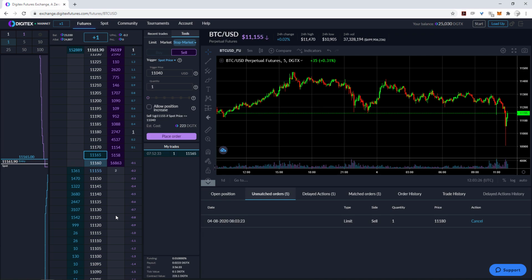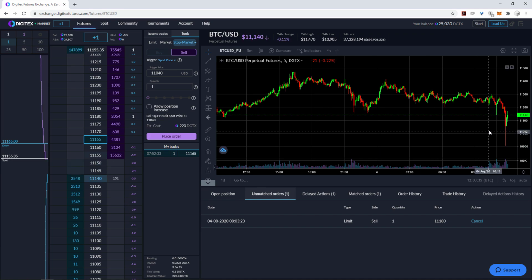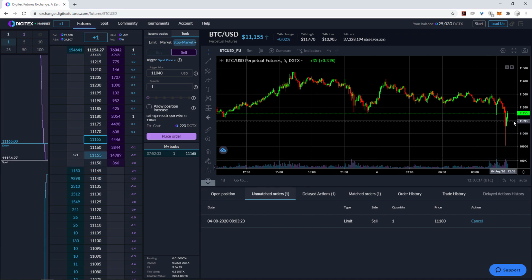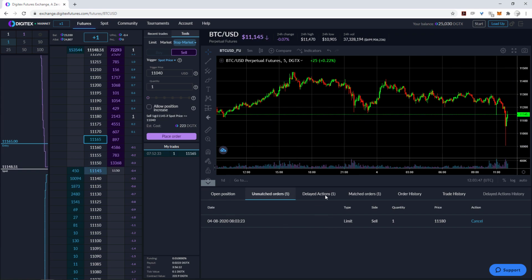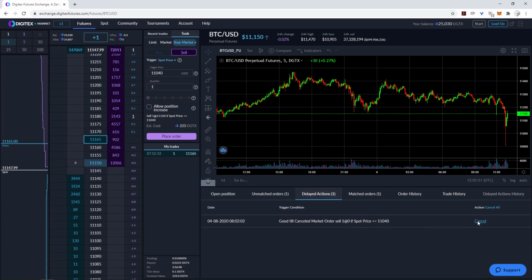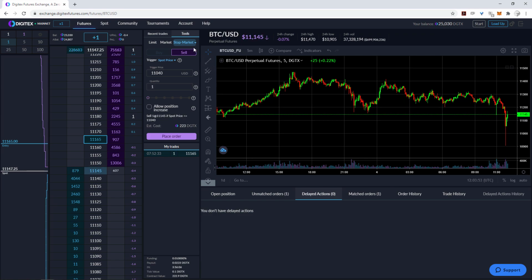This is what's great about the ladder interface, is that I don't have to go back and manually change these. Now for the stops, yes, I do. The stops, I have to change. So if I want to, now I can raise the stop up here to about 11,080. So I'm going to go over to the delayed actions. I'm going to cancel this one and then change this to 11,080.